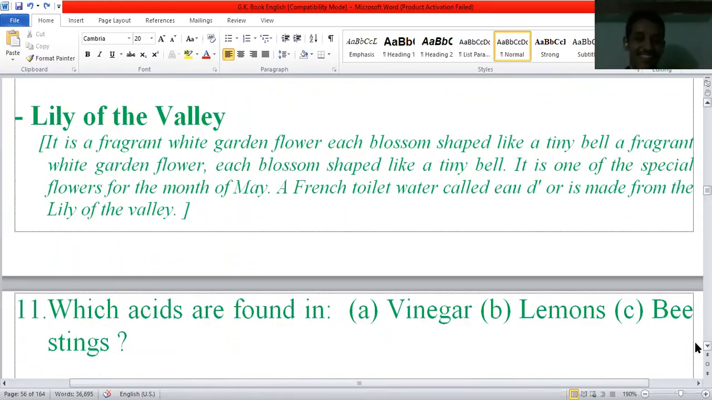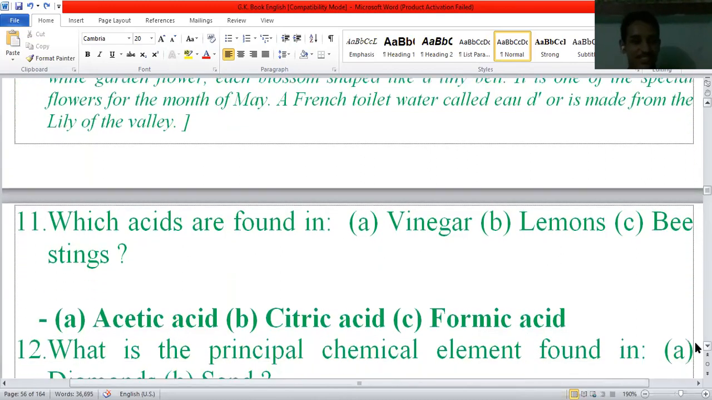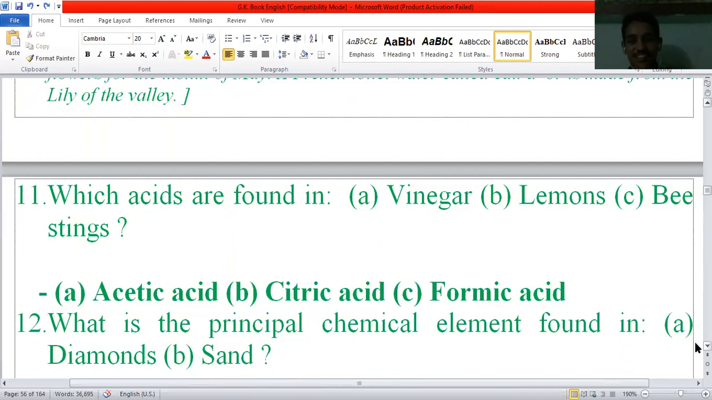Again, these questions are for Anil Bahadur Dhanuk and Upendra Bania. Which acid is found in vinegar, lemon, and other sour things? Citric acid. Exactly, correct answer. Upendra Bania and Salma Bhat, congratulations to both of you. Acetic acid or formic acid or citric acid, these are all the same.